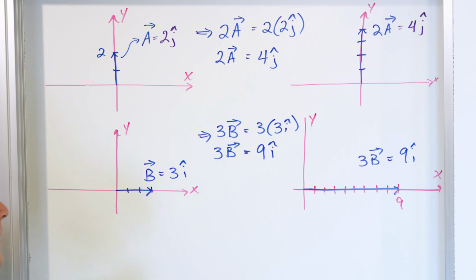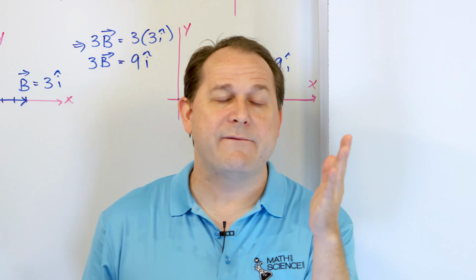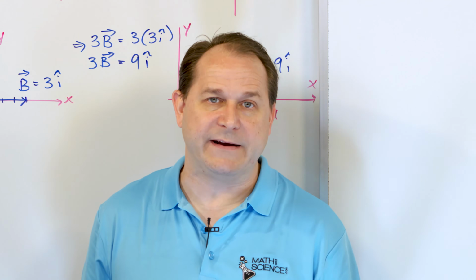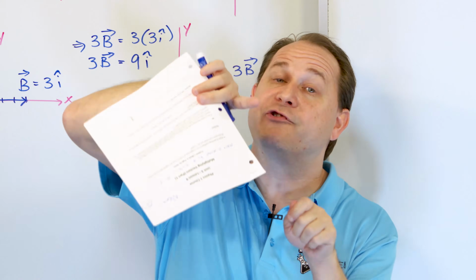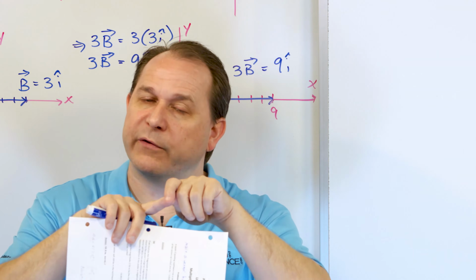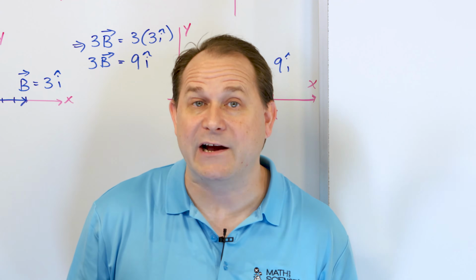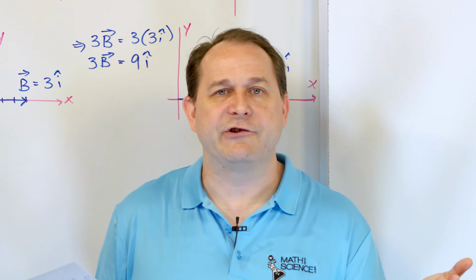Now, so far, I picked simple examples so that it's very easy to visualize. If you have a vector in the y direction, you multiply by a scalar, it stretches it, or it shrinks it if you multiply by a fraction. In the x direction, when multiplying by a number, it either stretches it or shrinks it if you multiply by a fraction. And so in the x and y direction, makes sense.